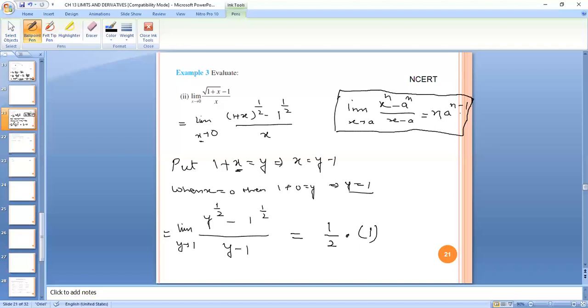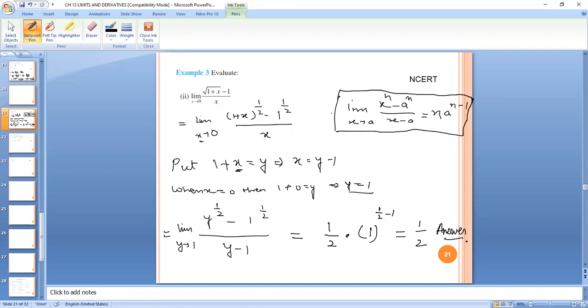1 power n minus 1 means 1 by 2 minus 1, right? So which will return 1 by 2 as the answer, right? Because 1 by 2 power minus 1 will be root of 1, which will be again returning you 1. So it is 1 by 2, right? So all the questions in this exercise are based upon this formula only.